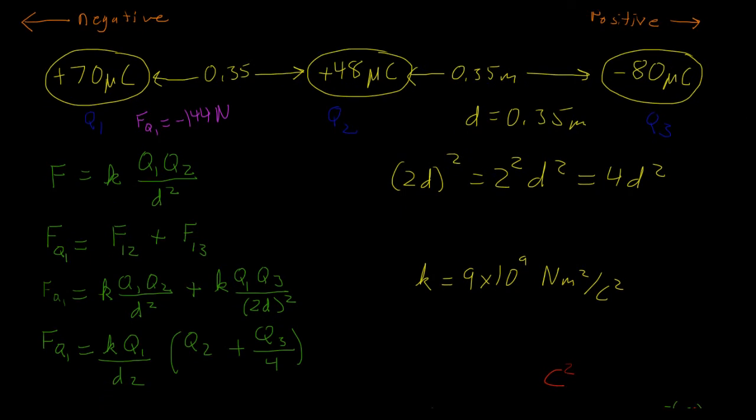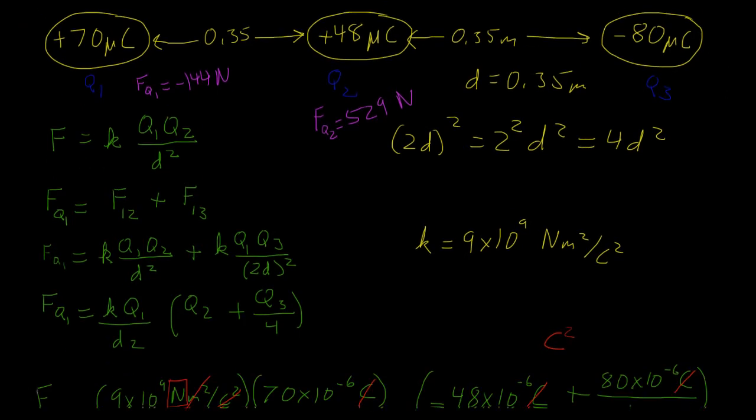So Q2 was positive 529 newtons. And again, positive is to the right this time. So these repel, it wants to go right. These attract, it still wants to go right. The net force is to the right. Now we can do the exact same thing for the last charge.